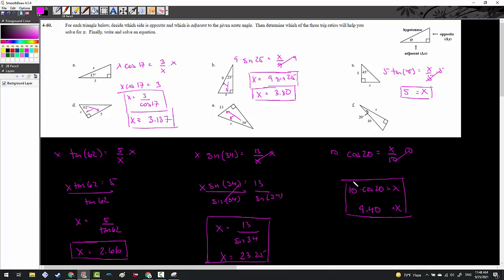There are your two new trig ratios, your two new trig relationships.